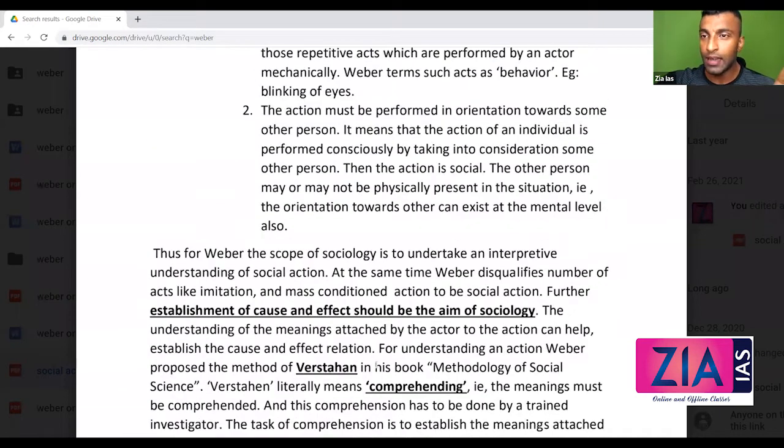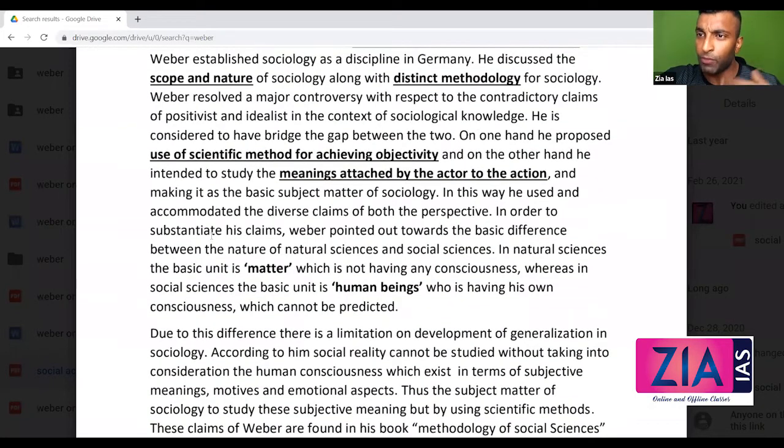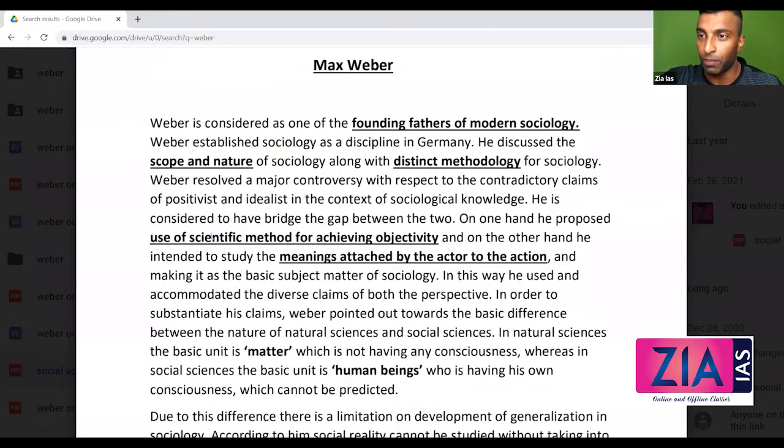But before that, let's go with the introduction, and we'll see if there is anything missed out from what you have discussed about what you know about Weber. Guys, what all things you told me about Weber, that's enough for me to write the introduction, right? The founding father of modern sociology and everything you will write. So Weber is considered as one of the founding fathers of modern sociology. Obviously, Durkheim also, you'll write the same. Weber established sociology as a discipline in Germany. He discussed the scope and nature of sociology along with a distinct methodology for sociology.